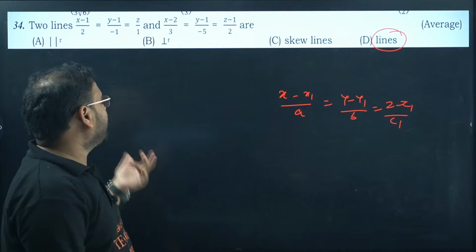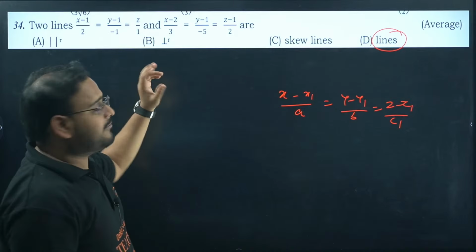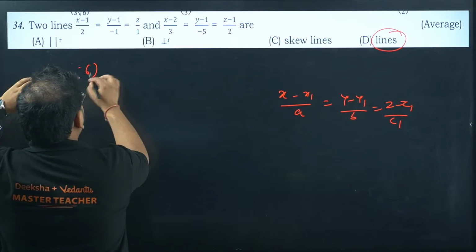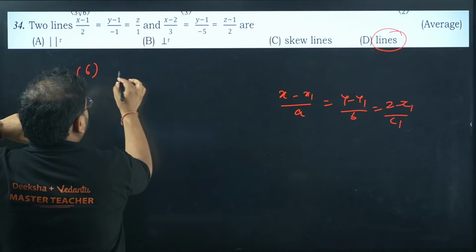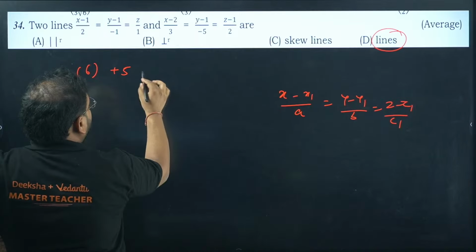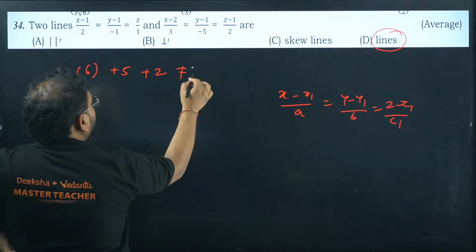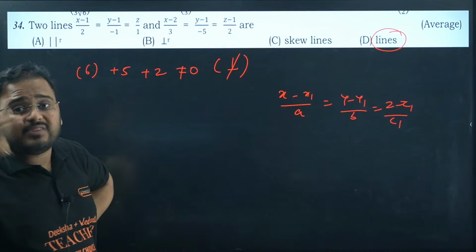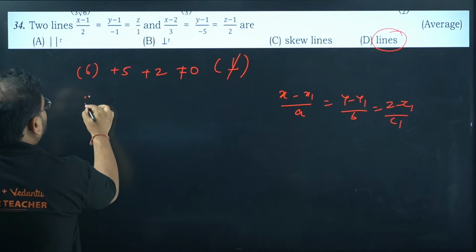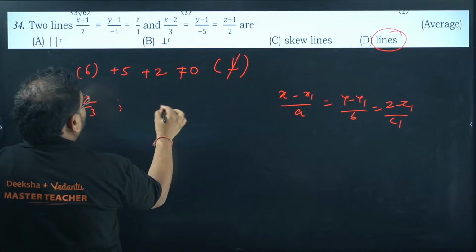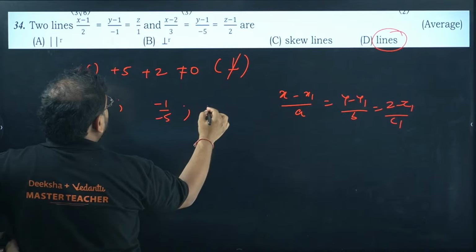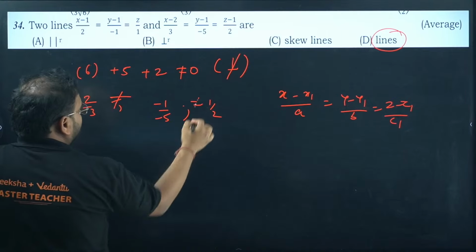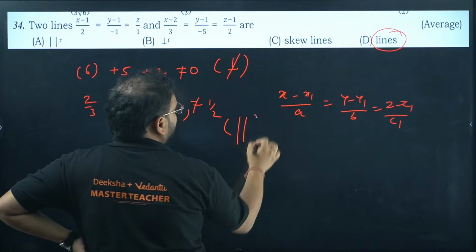Next we look at the product of the components. 2 into 3 gives 6, minus 1 into minus 5 becomes plus 5, and 1 into 2 becomes 2. This is not equal to 0, so the lines are not perpendicular. For parallel lines we need the ratios to be constant. We have 2 by 3, minus 1 by minus 5, and 1 by 2. You can check, they are not equal, so the lines are not parallel or collinear either.